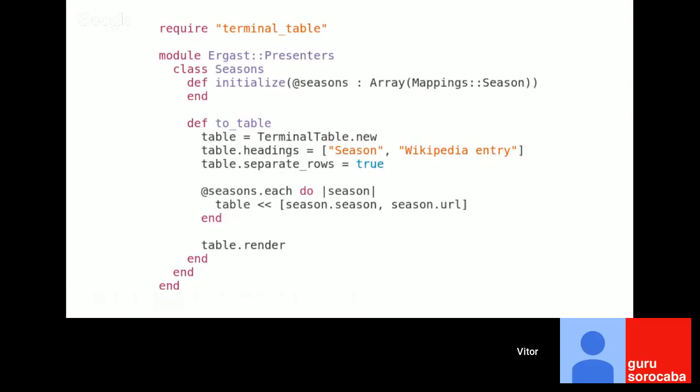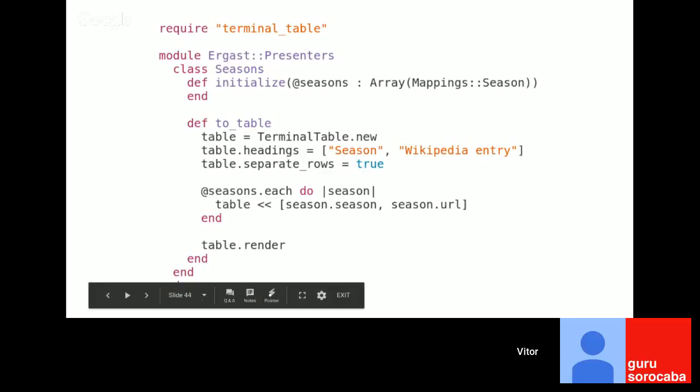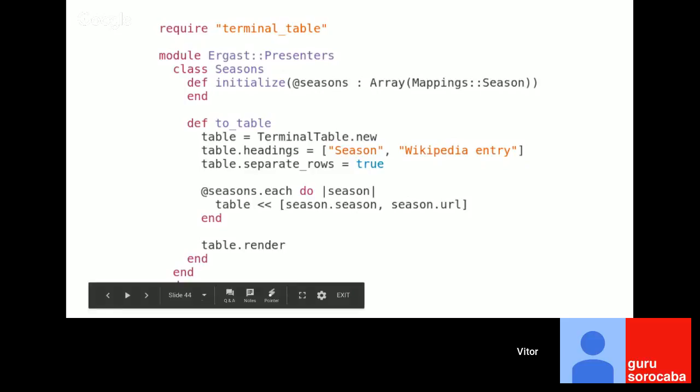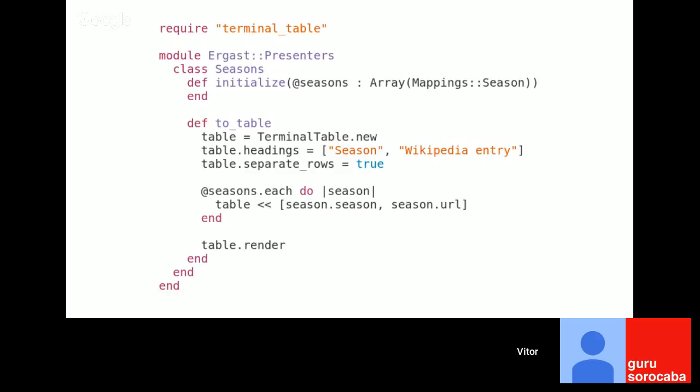And finally, this is the presenter. As I said, the presenter is really simple. I'm just requiring this chart here that I use to create a simple table, and I'm just receiving an array of seasons. Here I'm iterating through this array and adding lines to the table, as many lines as I got seasons. After that, we just call table.render, and we will have a nice and beautiful ASCII table. So let's take a look at examples here.